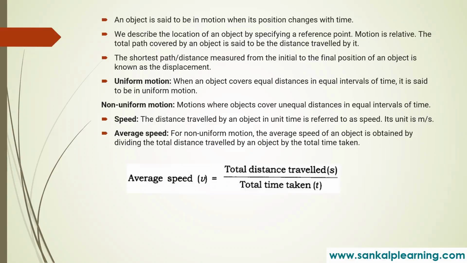So in your textbook, we have this definition only. You can write the same definition. Next definition is speed. So what do you mean by speed here? The distance traveled by an object in unit time is referred to as speed.